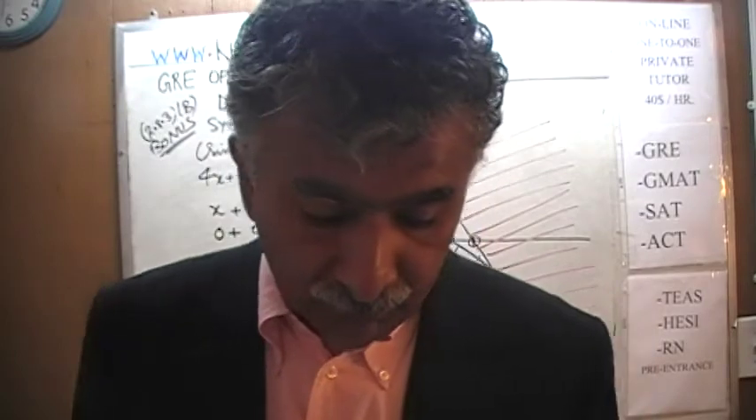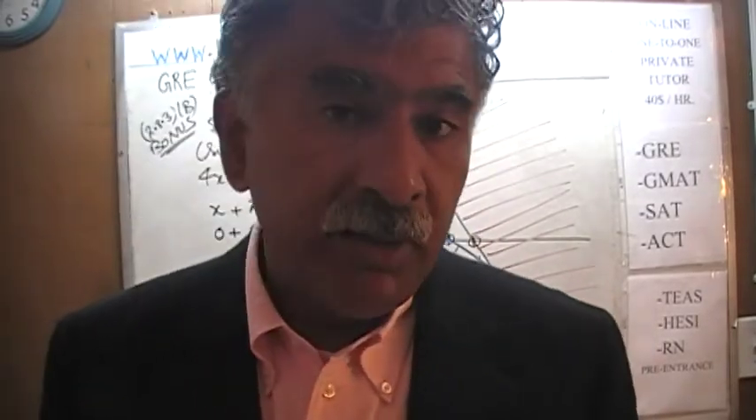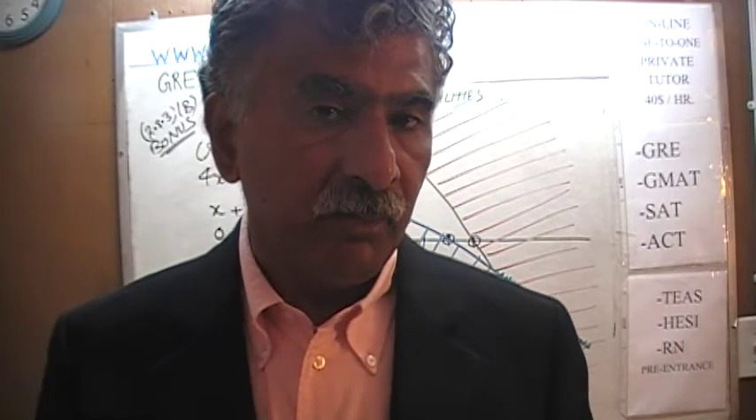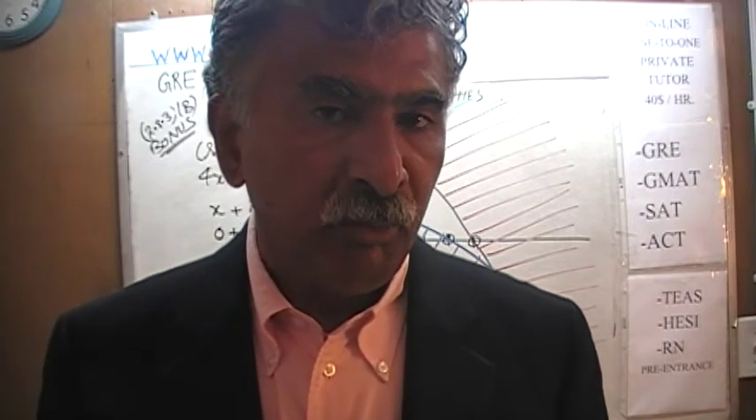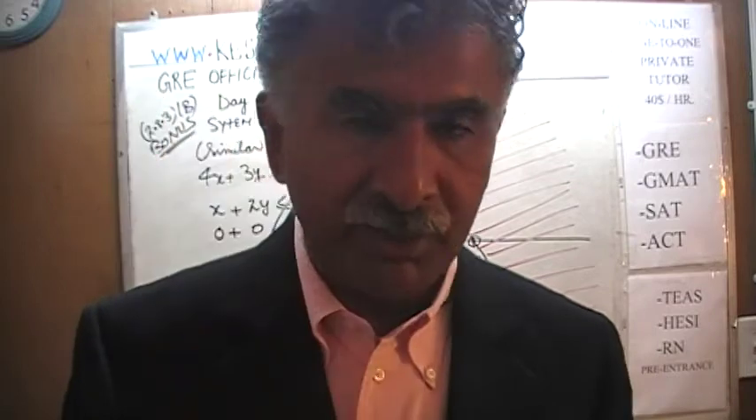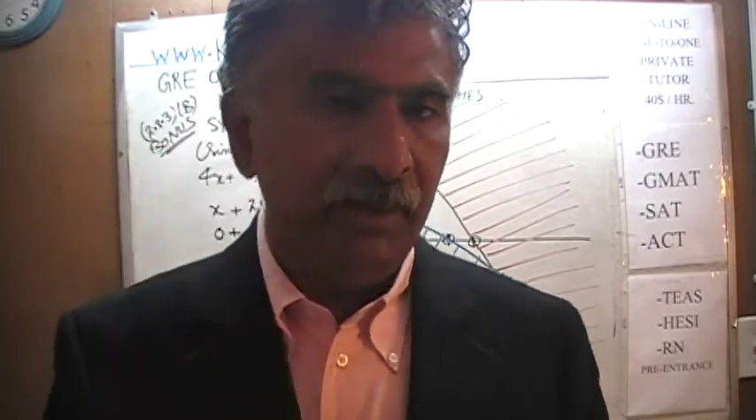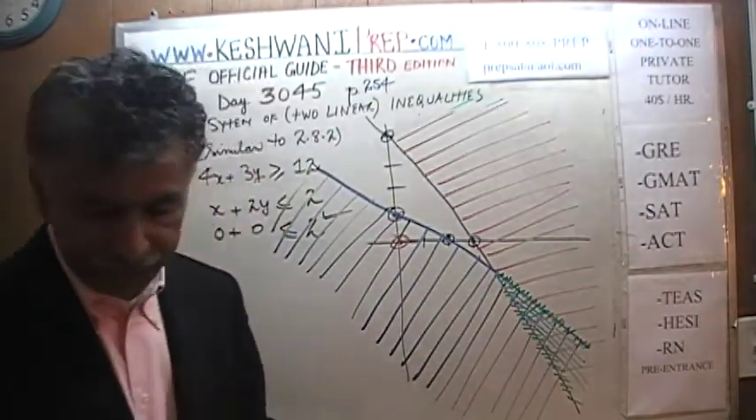And sometimes they give you three inequalities, and by the time we plot the three inequalities, it turns out that after doing all the work, you will find out that the solution region is just one tiny little triangle, one tiny little area in the middle, a tiny puny little triangle. That's the same idea here.